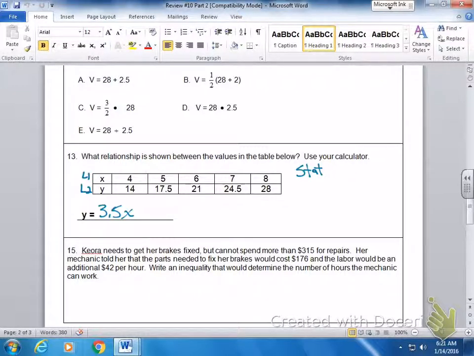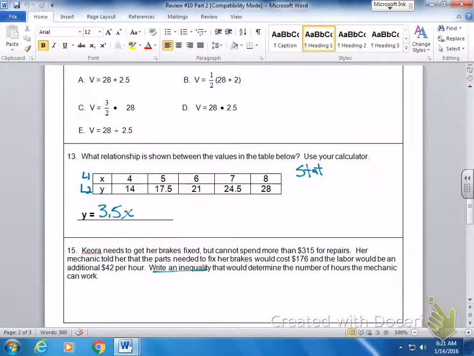Let's look at number 15. It says Cora needs to get her brakes fixed, but cannot spend more than $315 for repairs. Her mechanic told her that the parts needed to fix her brakes cost $176, and the labor would be $42 per hour. Write an inequality that would determine the number of hours the mechanic can work. It doesn't say solve, it just says write an inequality.